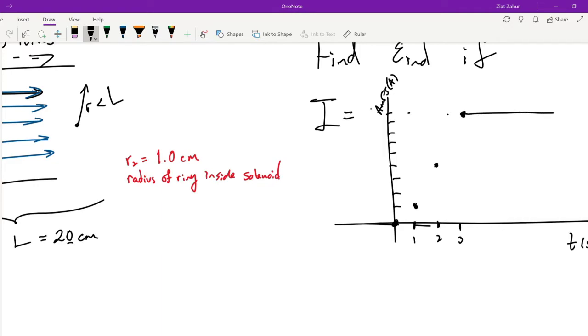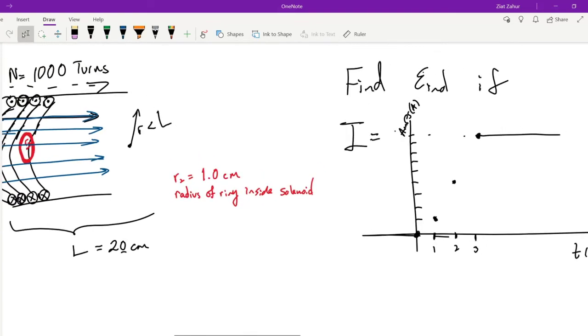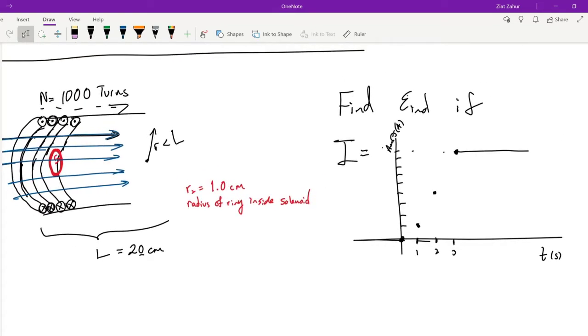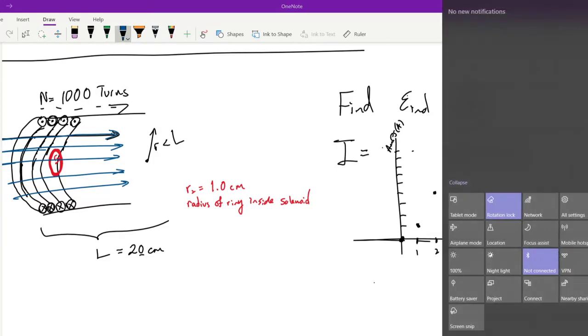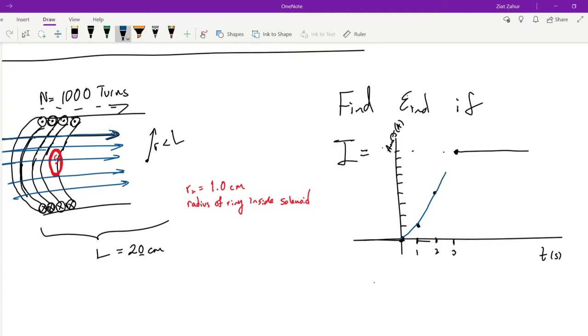For the rest of the time. Make sure you use SI units, of course. Convert everything to the International System. As you can see, we curve upwards and then we stay flat. Ramp up our current, and it stays flat.